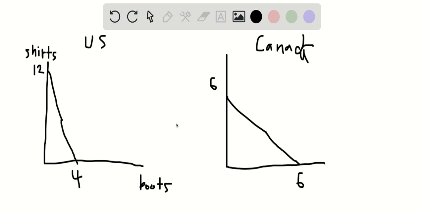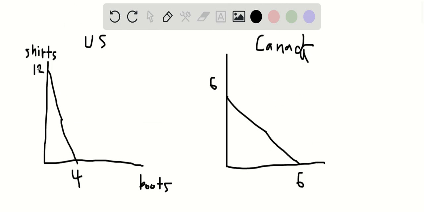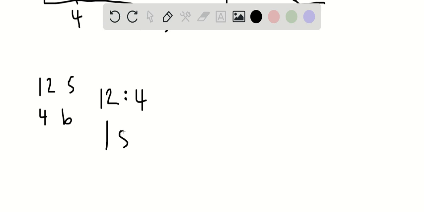How we're going to do that, I'm going to scroll down a bit, is look at the total amount of shirts and boots each country can make. So the US can make 12 shirts and 4 boots. We want to put that in terms of one another, because the opportunity cost of making 12 shirts is 4 boots. So for every 12 shirts, we lose 4 boots. To find the opportunity cost of making 1 shirt, we simply divide 4 over 12, and that gives us 1/3. So the opportunity cost of 1 shirt is 1/3 boot.